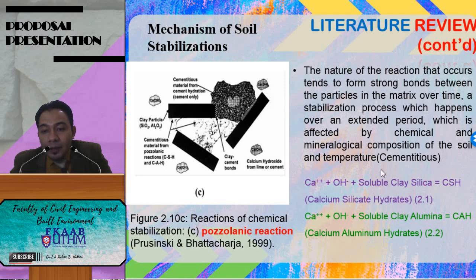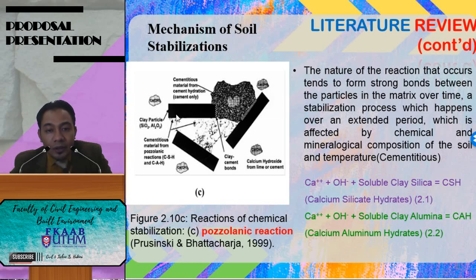Okay, this is the chemical equation for the pozzolanic reaction. So this is calcium plus OH, and then plus the soluble clay silica, you are going to get calcium silicate hydroxide. And then calcium plus OH plus soluble clay alumina, you are going to get calcium aluminium hydroxide. So this is how the pozzolanic reaction will occur.